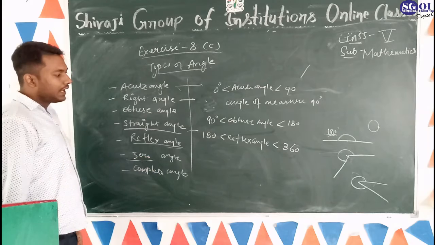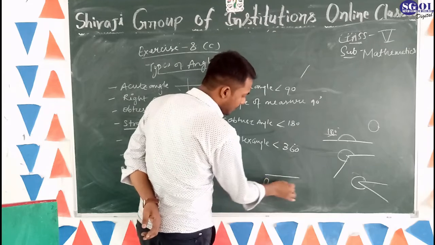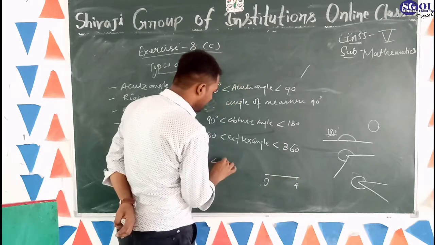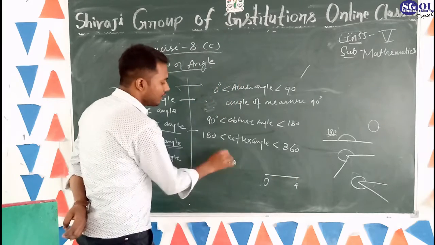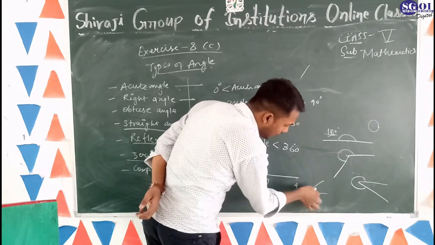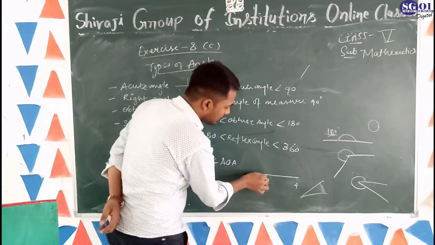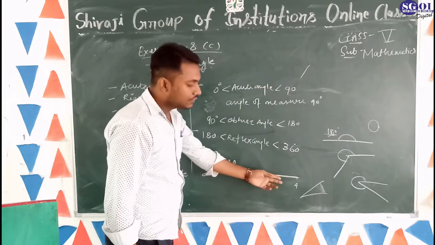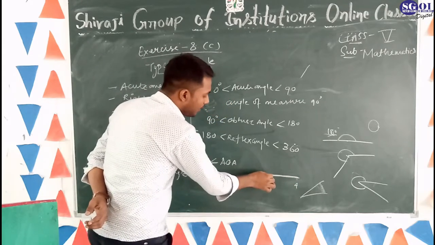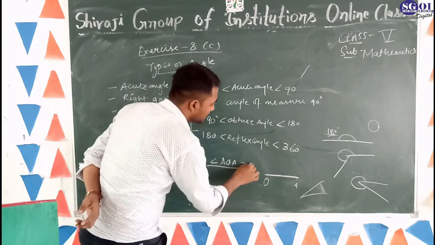Okay, what is a 0 degree angle? You will see this is O and this is A. So angle AOA is 0 degrees. How? Suppose this is the angle. If we reduce the value of the angle, then it will become smaller. And when this line is just above this line, the two lines are one on one. So the angle formed here is 0 degrees. So we will say AOA is a 0 degree angle.